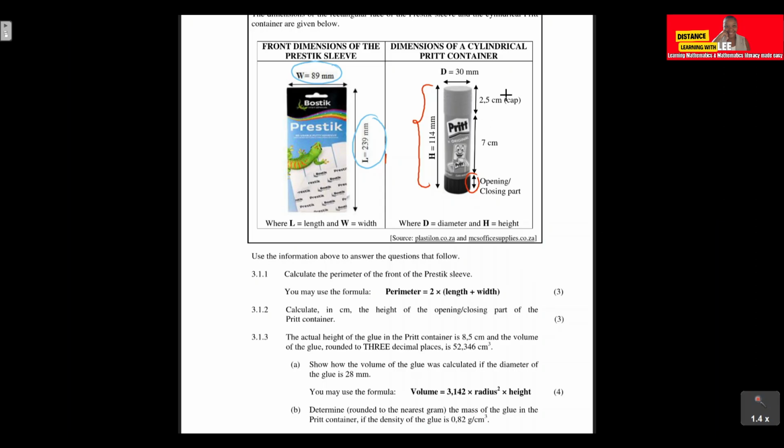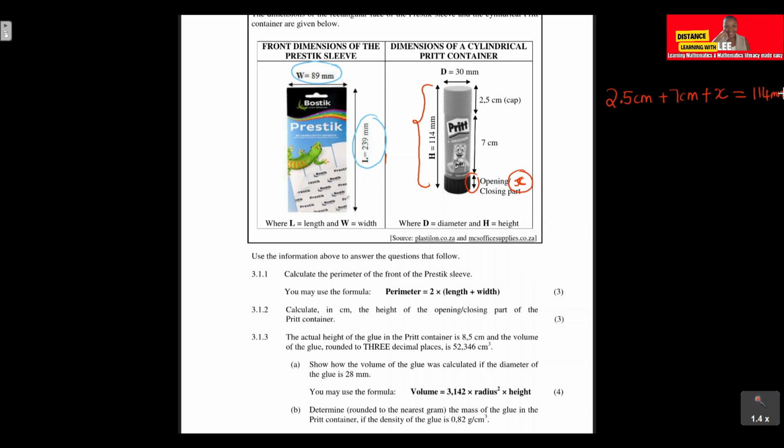All right, so that means that in total, if we know what the total length is from there to there, and you know what the length is from there to there, and the length is from there to there, and you just need to determine what the length is there, that basically means that we just need to add up these lengths. If you add 2.5 centimeters plus 7 centimeters plus the x, I'm going to use the x to indicate our unknown, the opening or closing part of our Pret container, when you add up all these values, you need to get to 114 millimeters.